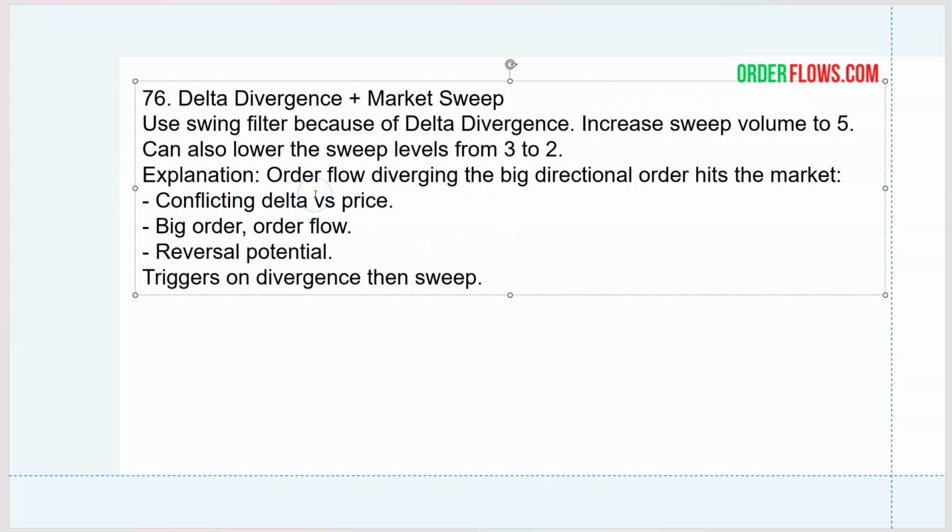So the explanation is order flow diverging. The big directional order hits the market, so you have conflicting delta versus price. You have a big order and order flow coming in, and reversal potential, right? Because obviously it's a divergence. It triggers on divergence, then the sweep usually.